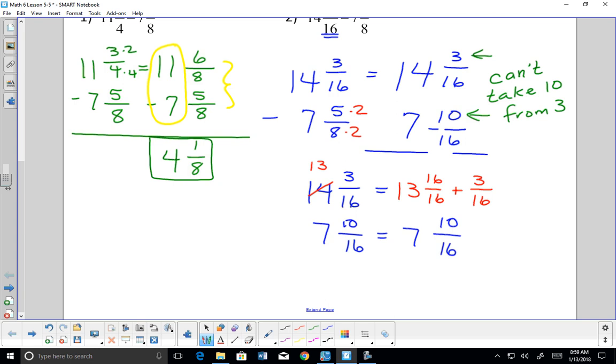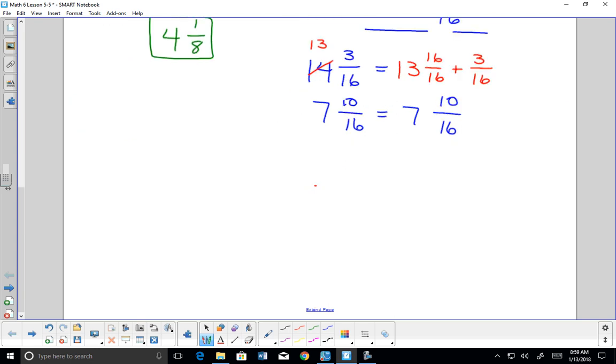So if I combine my 13 16/16 with my 3/16, 16 plus 3 is 19. This becomes 13 19/16. And now I have 7 10/16. So now I can take away 10 because I have 19 to take it away from.